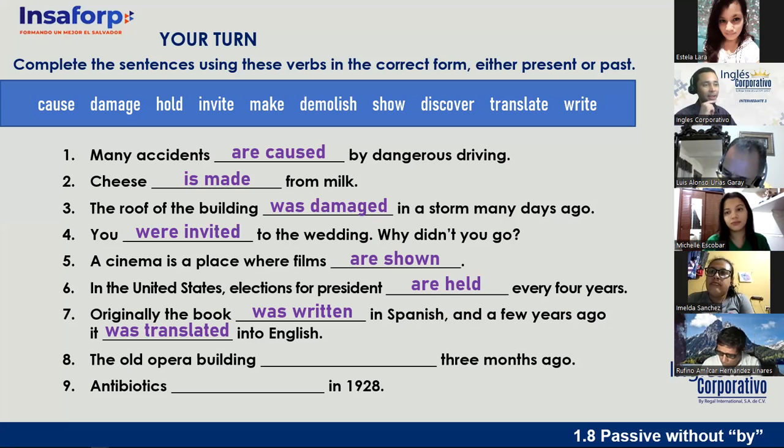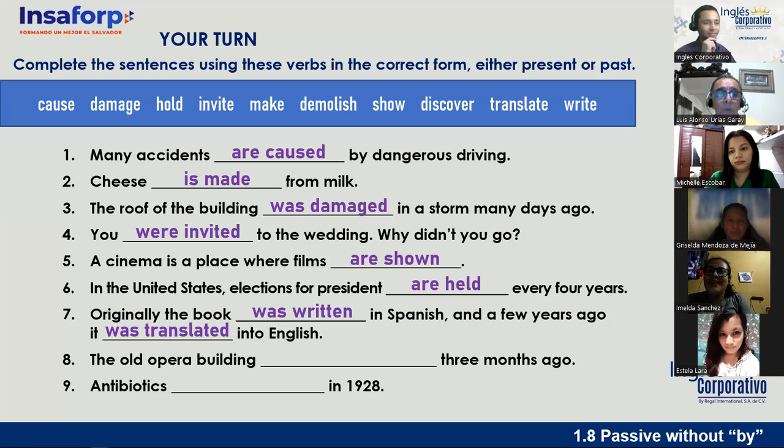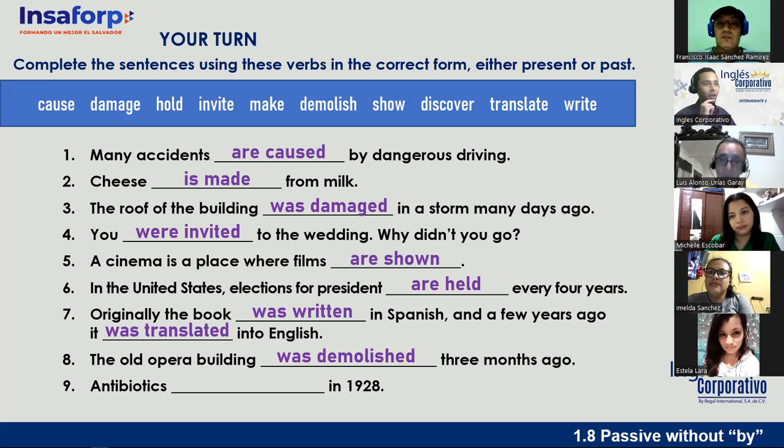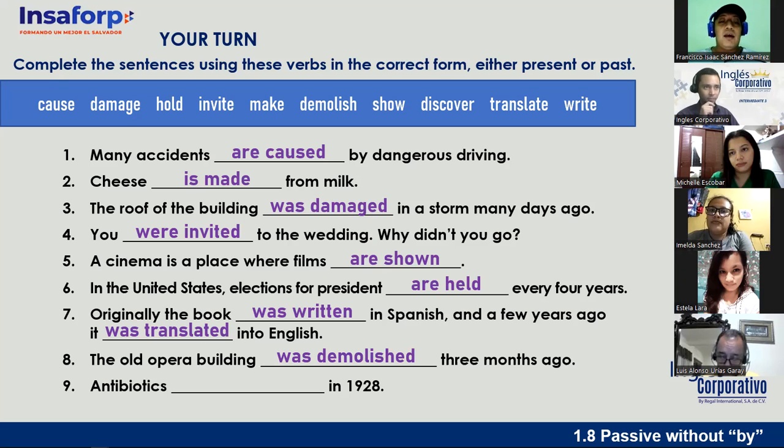So, thank you, Stella. I saw Imelda. Did you want to participate? Yeah. Okay. The old opera building was demolished 3 months ago. Correct. Very good. The old opera building was demolished 3 months ago. Great. And the last one, antibiotics. Francisco Isaac. Yes. Antibiotics were discovered in 1928. Yeah, antibiotics were discovered in 1928. Correct. Very good. Okay, everybody.